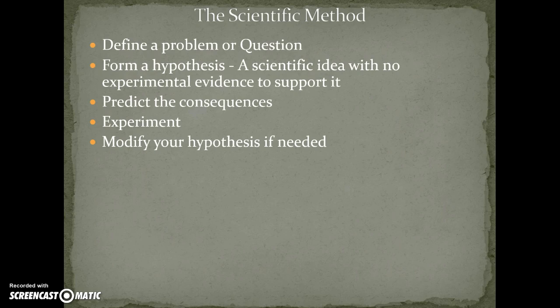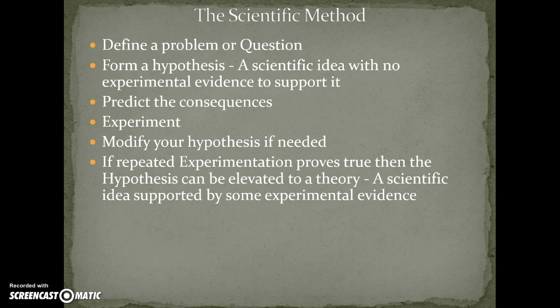And even sometimes we elevate something to what we call a theory or a law, and we even find out later on that no, that's not actually accurate, because of further experimentation, as technology develops, or we gain more knowledge in a particular area. Now, if repeated experimentation proves to be true, then the hypothesis can be elevated to a theory. So what is a theory? It's a scientific idea supported by some experimental evidence. So you get to the point where your model seems to fit your predictions, things are working, it's got some evidence to back it up, and so we elevate it to a theory.